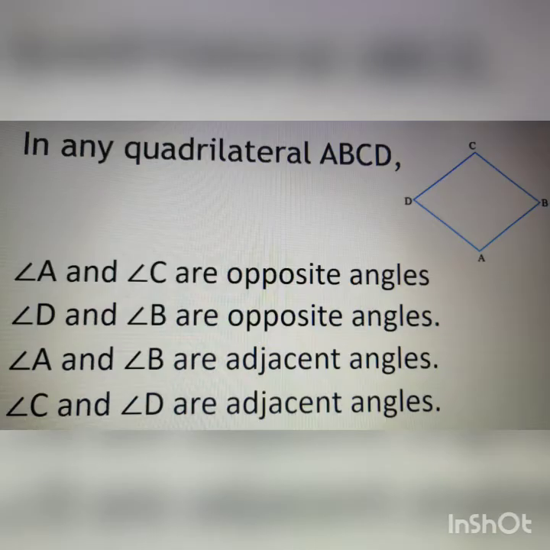In any quadrilateral ABCD, angle A and angle C are opposite angles. Similarly, angle D and angle B are opposite angles. Angle A and angle B are adjacent angles, and angle C and angle D are adjacent angles because they are the endpoints of the same line segment. Now that you know about two polygons, triangle and quadrilateral, let us discuss exercise 4.4 and 4.5.